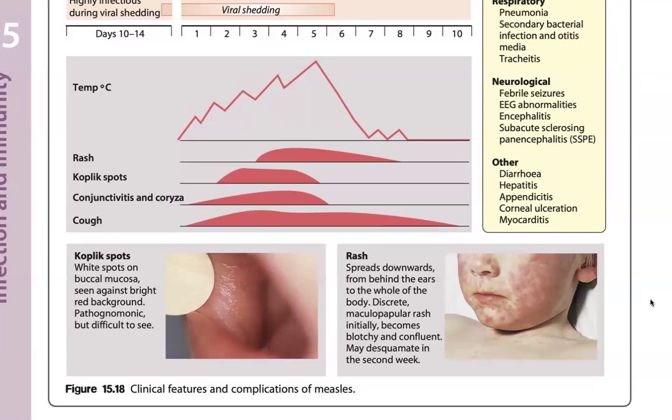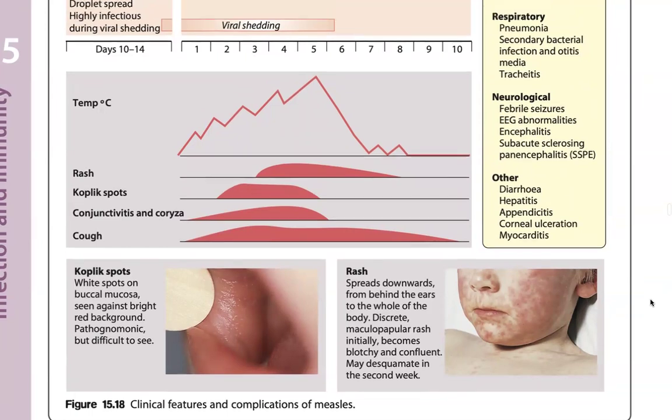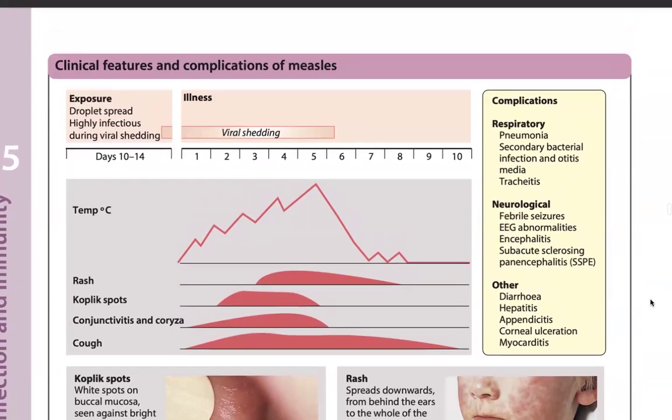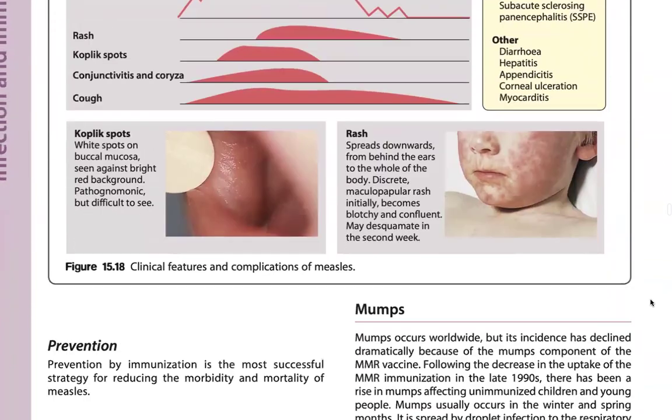Behind the ears to the whole of the body, the discrete maculopapular rash initially becomes blotchy and confluent, and may disseminate in the second week. Complications include pneumonia, secondary bacterial infection, otitis media, tracheitis, nodular fibrosis, EEG abnormalities, encephalitis, subacute sclerosing panencephalitis, diarrhea, hepatitis, appendicitis, corneal ulceration, and myocarditis.